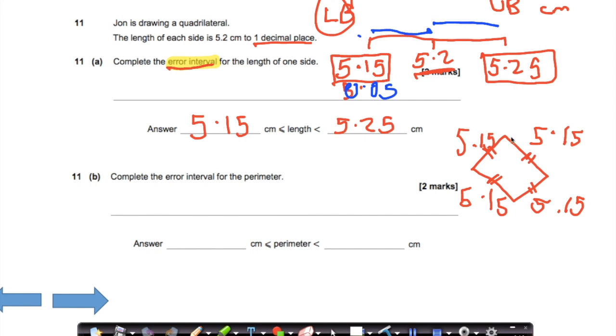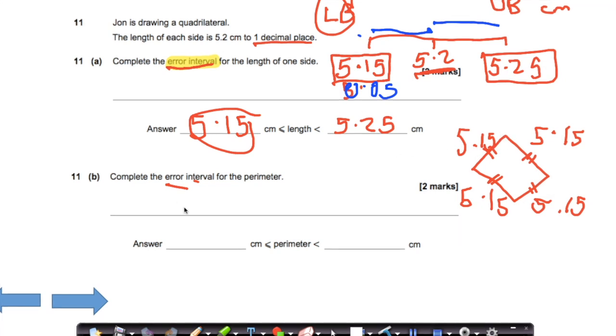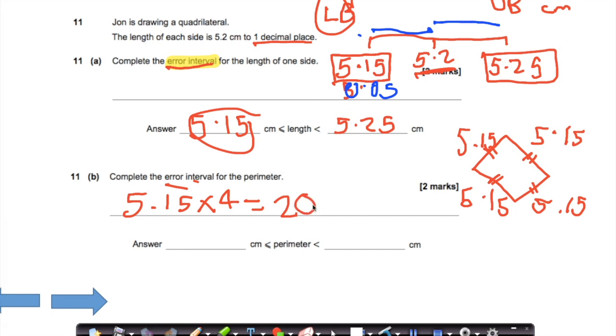So we could have had 5.15, 5.15, 5.15, 5.15. That's the smallest bound, the lower bound for each of these sides. It could have been 5.15, 5.15, so it's 5.15 times 4. So the smallest it could have been is 5.15 multiplied by 4, which will give us 20.6. So the smallest perimeter could have been 20.6, okay?